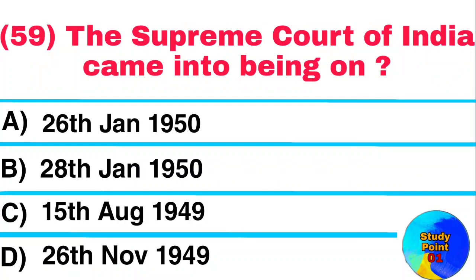Question. The Supreme Court of India came into being on A. 26th January 1950. B. 28th January 1950. C. The 15th of August 1949. D. 26th November 1949. Answer. The 28th of January 1950.